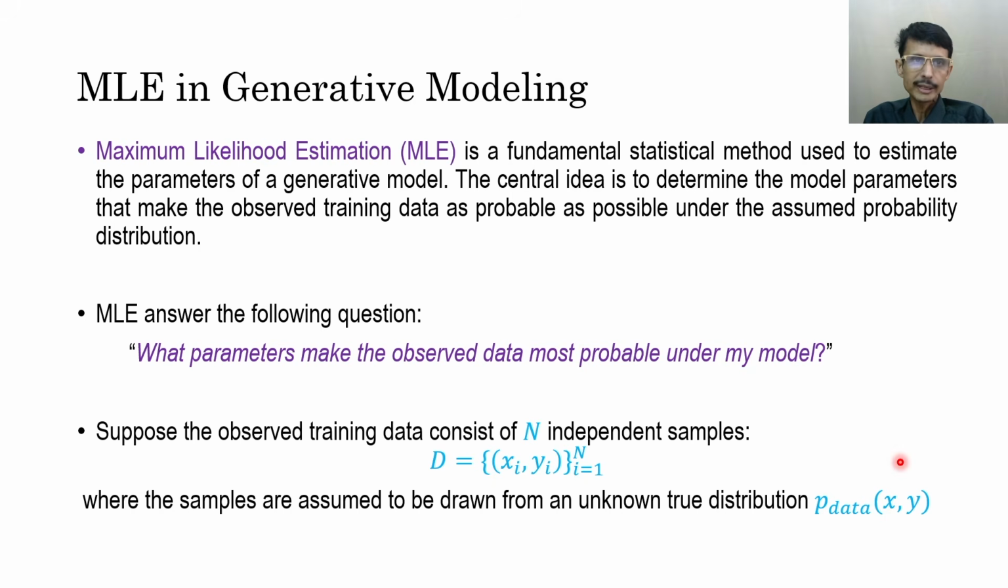Now, we are going to understand another very important concept called maximum likelihood estimation, which is a fundamental statistical method used to estimate the parameters of a generative model. The central idea is to determine the model parameters that make the observed training data as probable as possible under the assumed probability distribution.